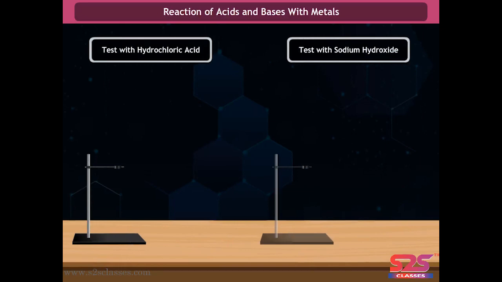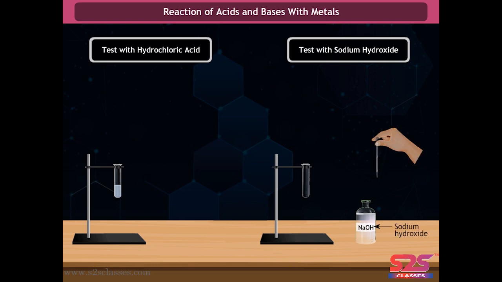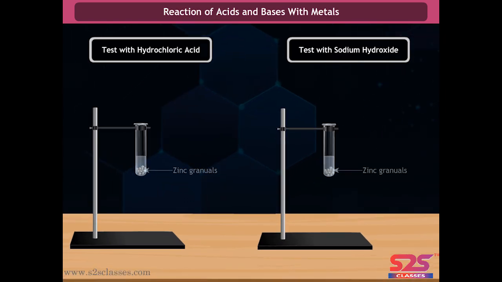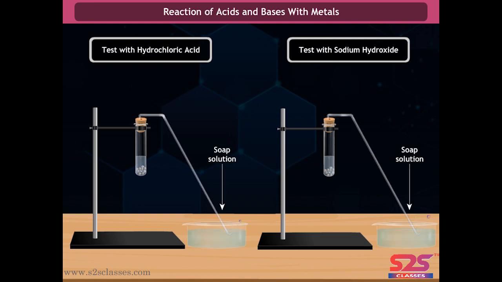Reaction of acids and bases with metals. Set the apparatus. Add 5 milliliter dilute hydrochloric acid and sodium hydroxide respectively. Add a few pieces of zinc granules to both the test tubes. Close the mouth of both the test tubes with a delivery tube, and the other end of the delivery tube should dip in the soap solution.